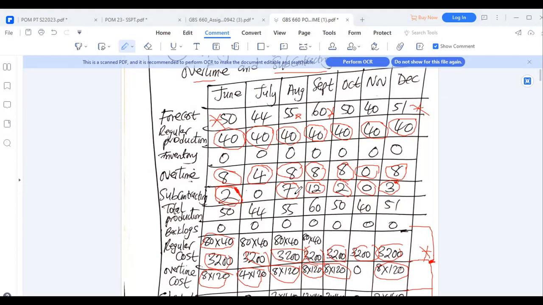Then the rest we can subcontract. Okay, I hear you there. Then in September as well, we have a demand of 60, but on a regular basis, we can only produce 40 units, meaning that what happens to the 20? So the 20, 8 of them maximum will come from overtime. The 12 will come from subcontracting.